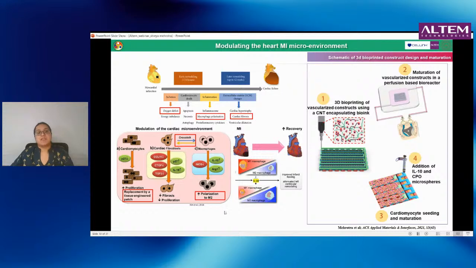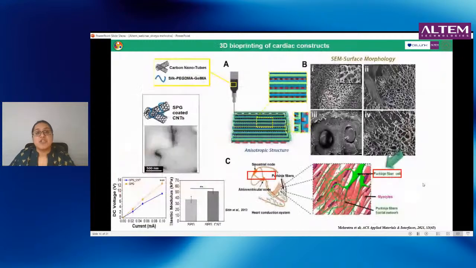So here, using 3D printing, we have tried to use a conductive bioink, which has nanofillers such as CNTs, and using these, we encapsulate HUVEC cells. HUVEC cells are the endothelial cells that form a vascularized construct, and this vascularized construct is then matured in a reactor to form the microvascular, channel-like structure in the native tissue, and it is then seeded with the cardiomyocytes. And these constructs are then added with IL-10 and calcium peroxide microspheres, which provide the oxygen releasing as well as the immunomodulatory properties.